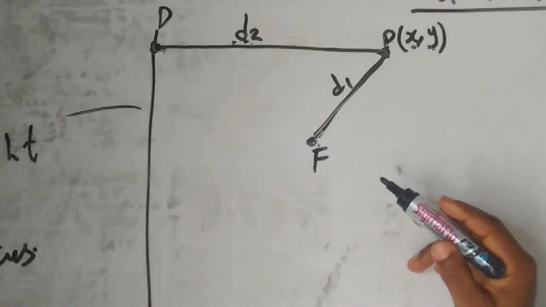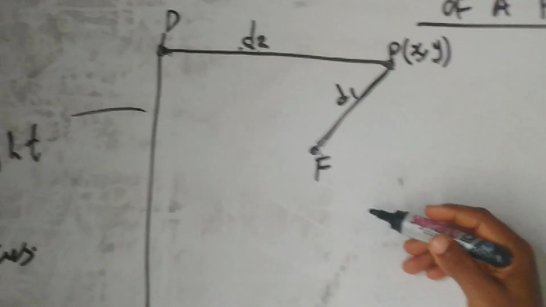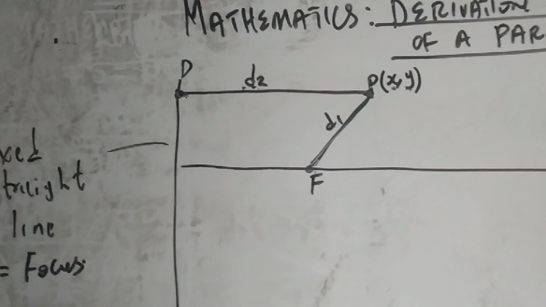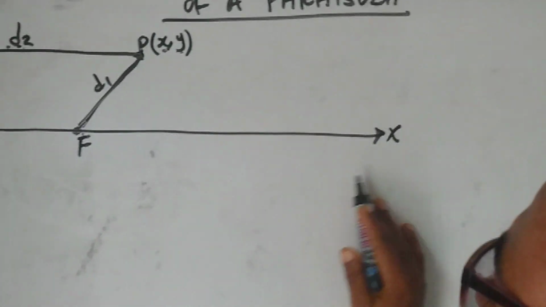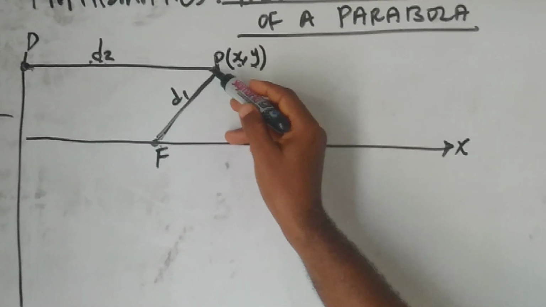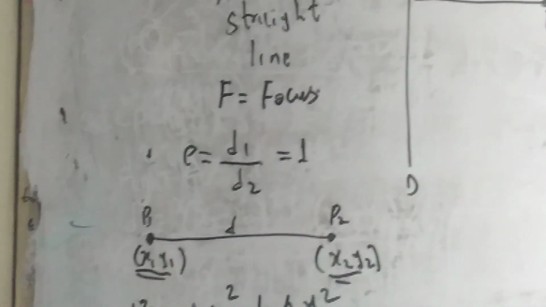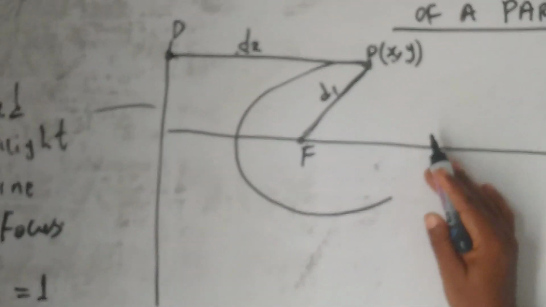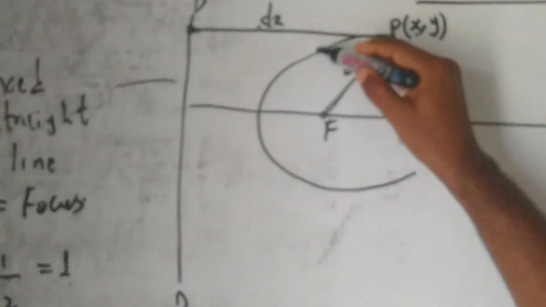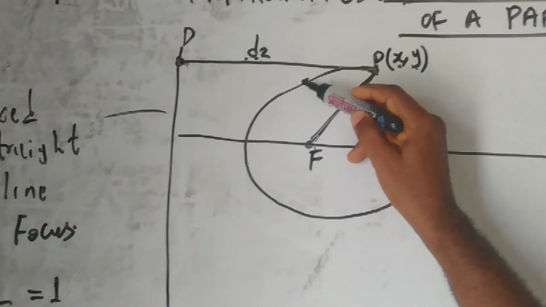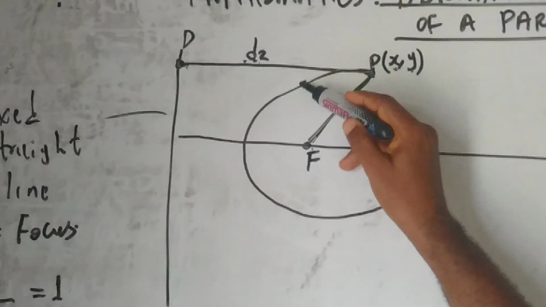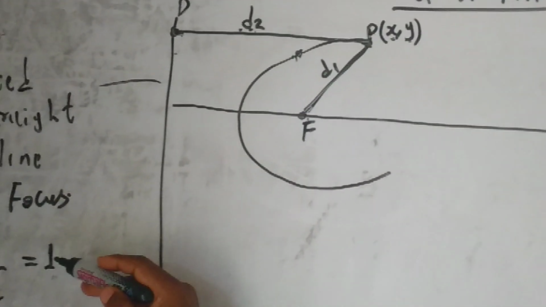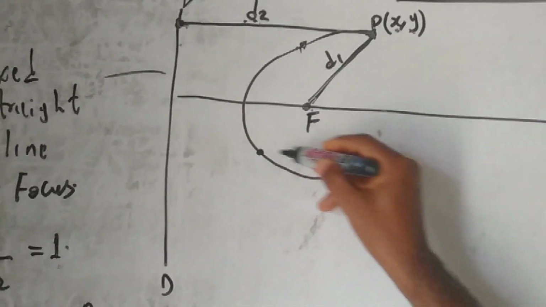Now, first thing I want to do is this. I draw a straight line through this focus, and let's call this straight line the x-axis. Every point that follows this condition will lie on a curve, and that curve is known as a parabola. So every point I have on this curve, the distance of the point from the focus divided by the distance of the point from the directrix must give me 1. The same thing applies to any other points I have here.